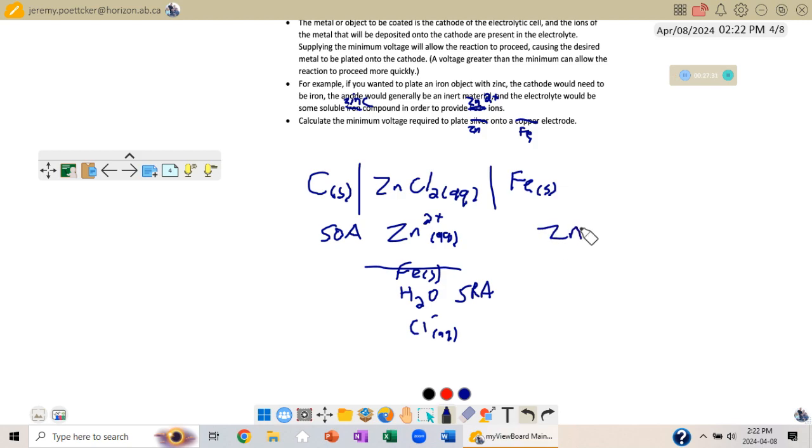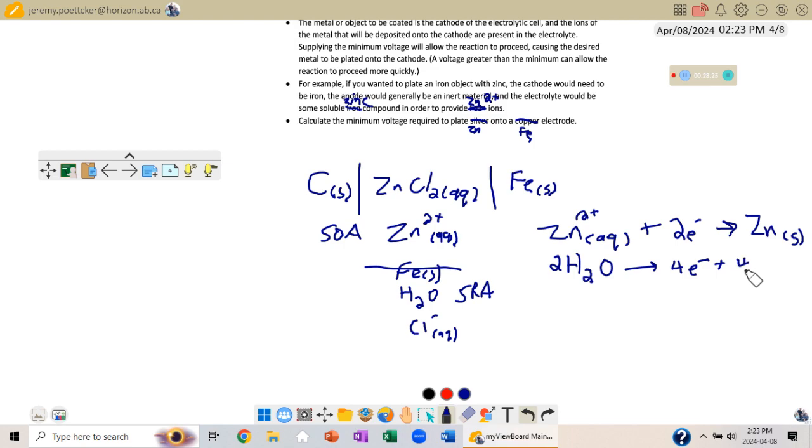So I have zinc 2 plus. This is the reaction happening at the cathode. Zn2+ aqueous plus 2 electrons are going to give us solid zinc. And my oxidation half reaction is going to be my 2 H2O, giving me 4 electrons, 4 hydrogen ions, and an oxygen gas.